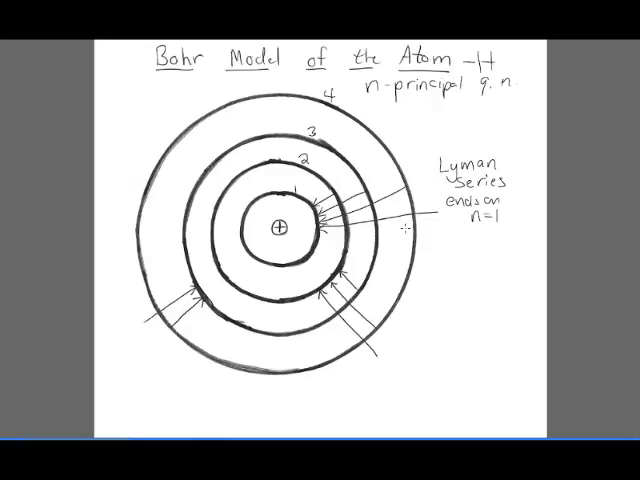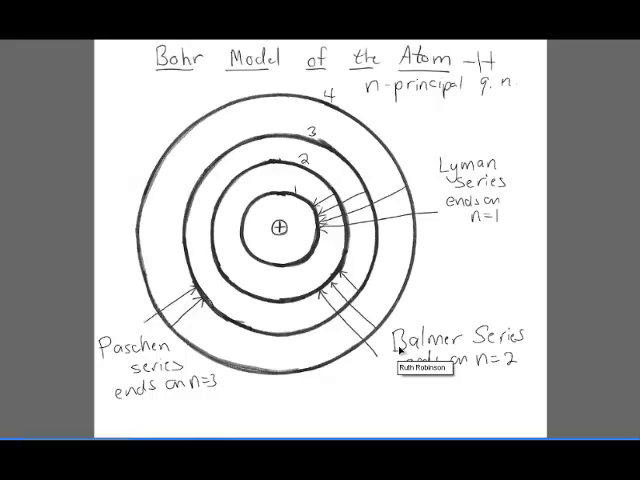Again, the electron emits light and goes down to a closer-in orbit, which is analogous to the orbitals we've talked about. When they end on the n equals 2 level, like this group here, that is the Balmer series. And when they end on n equals 3, that is the Paschen series. So that distinguished the different series that we saw in the spectrum earlier.